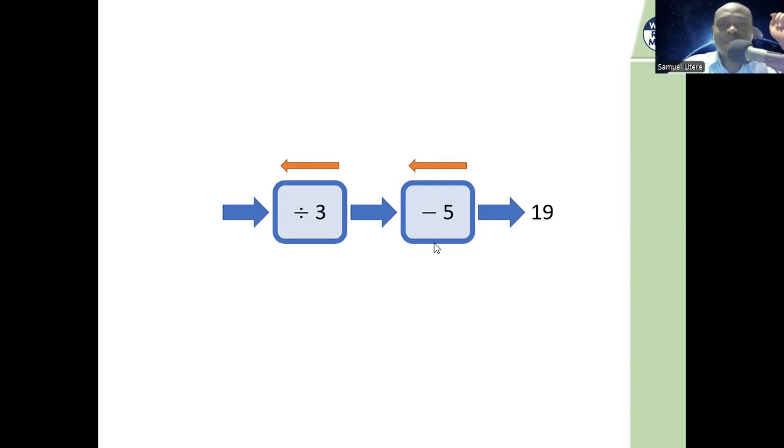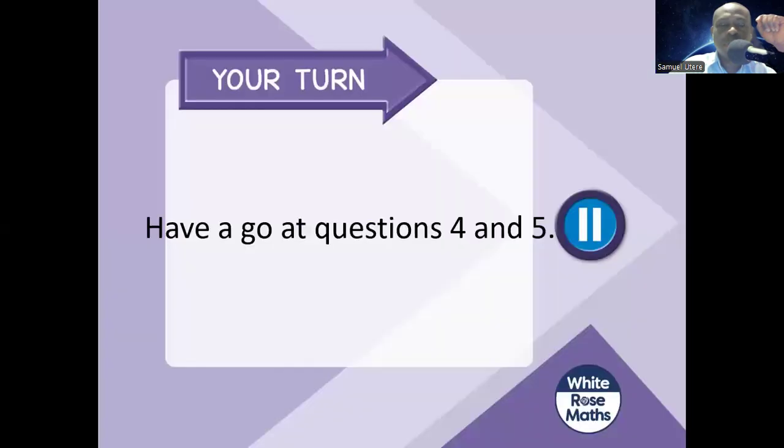In this case, we'll do the inverse operation first. The inverse of subtracting 5 is to add 5. So we'll do 19 add 5. And then you can write your result somewhere here in the middle to make sure you don't forget what your result is. And then the inverse of dividing by 3 is to multiply by 3. Then your answer will be 72.